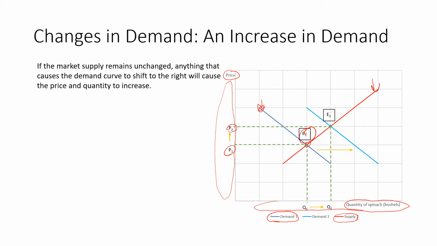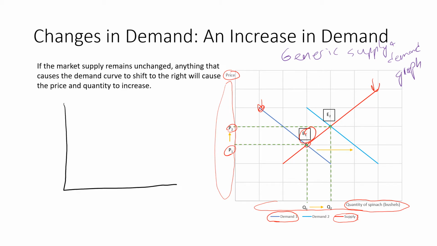It is useful to draw a supply and demand curve like this, and we call this a generic supply and demand graph. These are relatively easy to draw on a blank piece of paper. We don't need lots of grid lines. We can do it pretty quickly. In fact, I will redraw this without the aid of my graph lines.